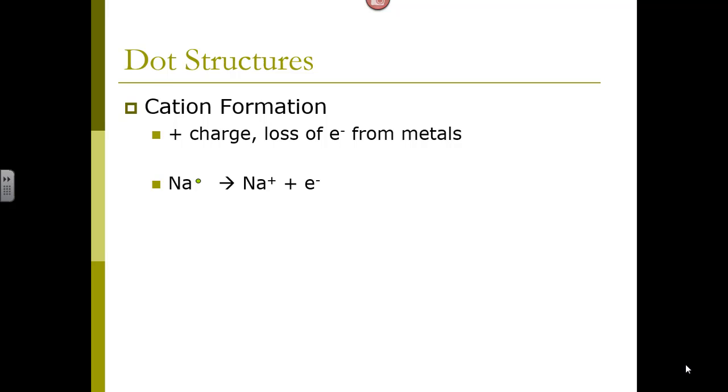What would the dot structure look like? Well, it depends on what you start with. If you started with sodium, which has 1 electron to begin with, and then sodium loses that electron, you don't have any electrons left in your picture over here. Instead, we have a plus sign. That's to symbolize that the sodium ion is now positive. It's positive because this electron came off.